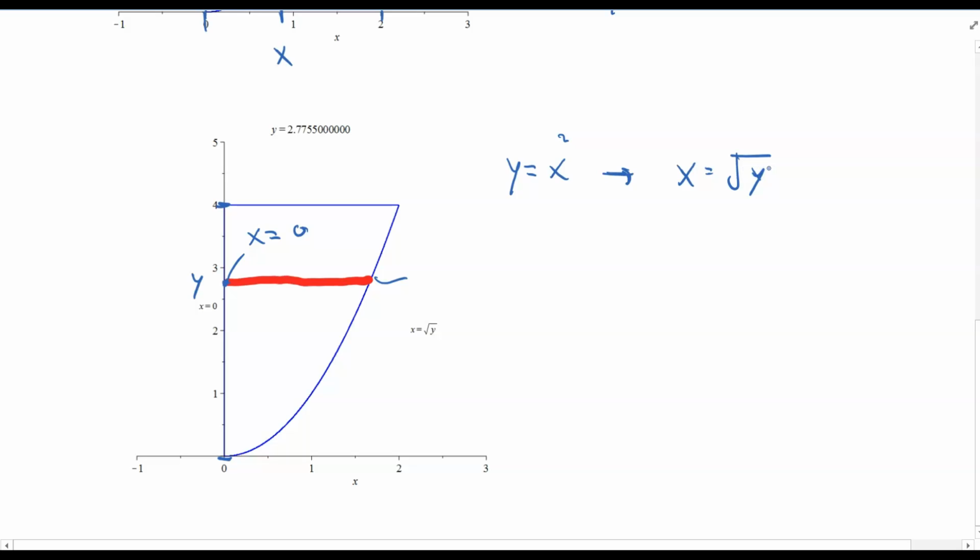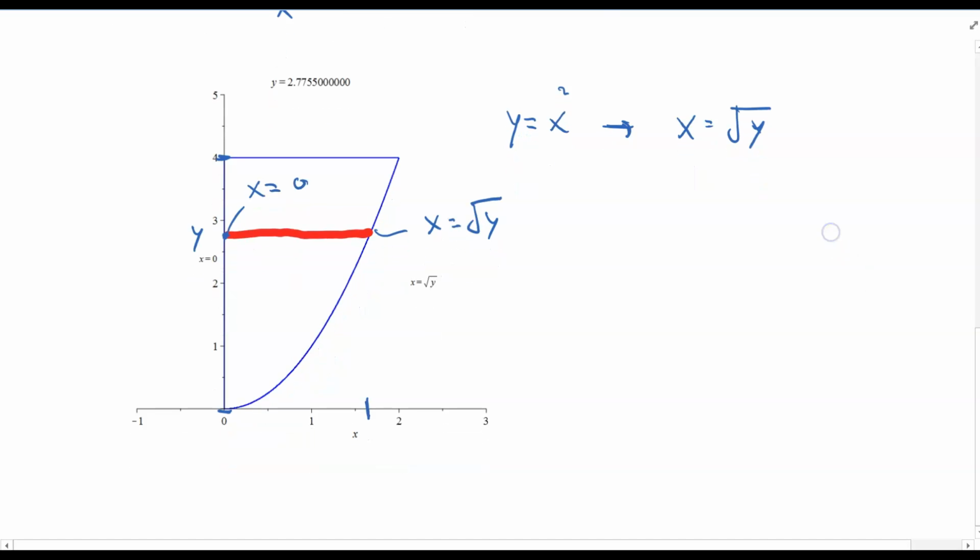Because we want to know for that fixed y value, for that height we're at, what is the corresponding horizontal distance that we're over. That, if we translate that down to the x-axis, is an x value, and that is given by x equals the square root of y. So we're going to let x vary from the left side, which is 0, to the right side, which is the square root of y.